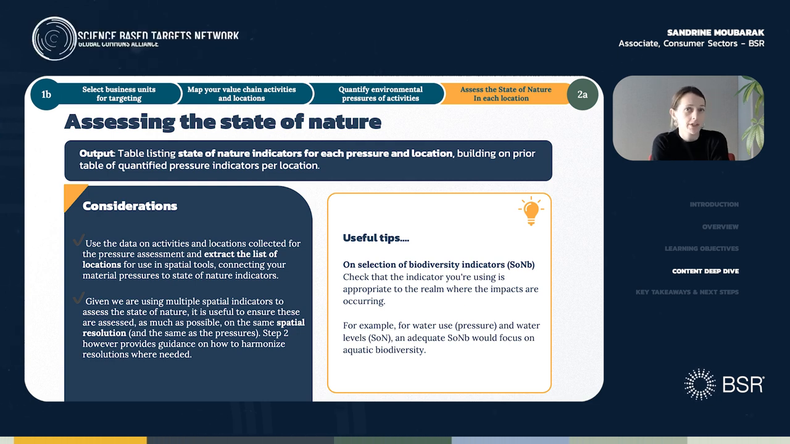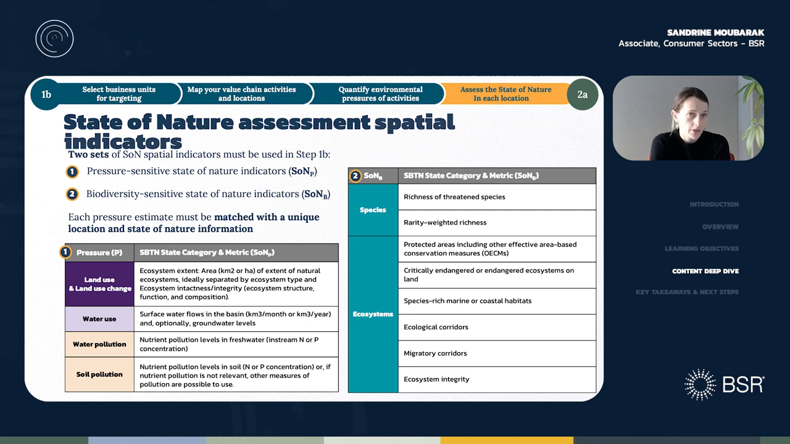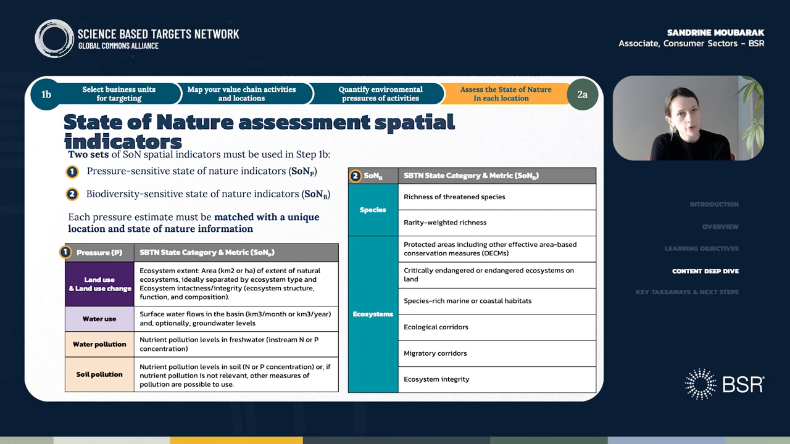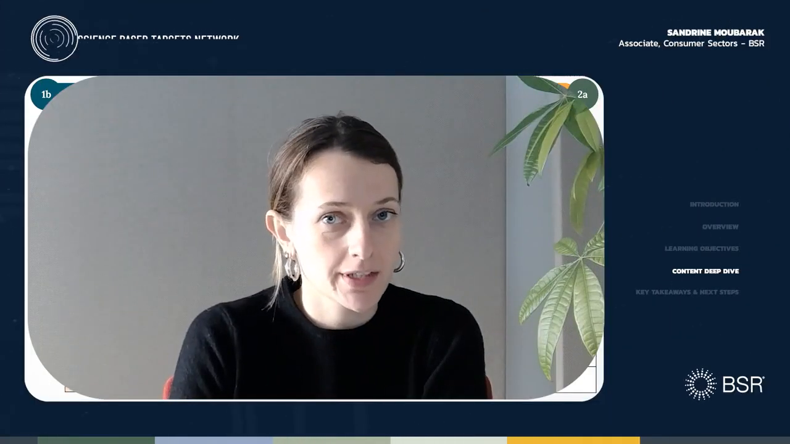So what are the different sets of spatial indicators that you can use for your state of nature assessment? There are basically 2 types of spatial indicators. The first is pressure-sensitive state of nature indicators, or SONP. These indicators are appropriate to summarize the features of the state of nature most directly connected to the pressure being assessed. And the second is biodiversity-sensitive state of nature indicators, or SONB.